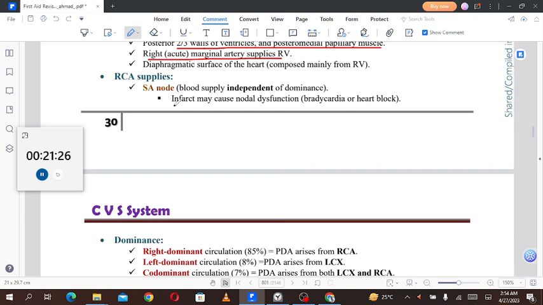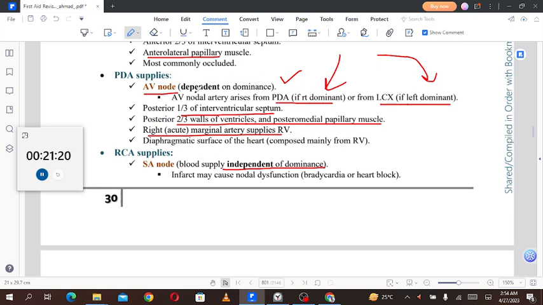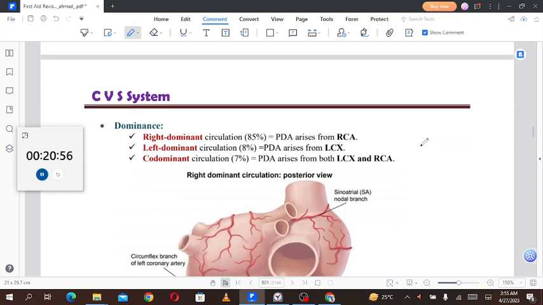Now let's move forward. The right coronary artery supplies the SA node. Its blood supply is independent of the dominance. The AV nodal blood supply is dependent on dominance, because the PDA is the determining factor of the dominance. If the PDA is coming from the left, the AV nodal artery is from the left coronary artery. If the PDA is from the right, the AV nodal artery is coming from the right coronary artery. But the right coronary artery SA nodal branch is independent of the dominance. It will always come from the right coronary artery. In fact, occlusion may cause nodal dysfunction, bradycardia, or heart block.